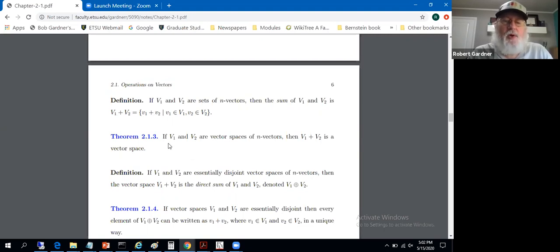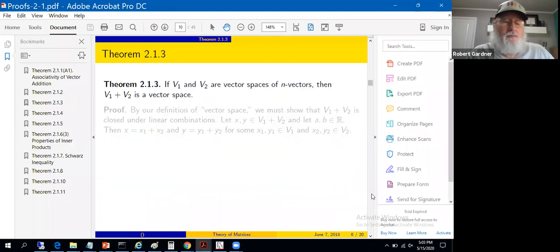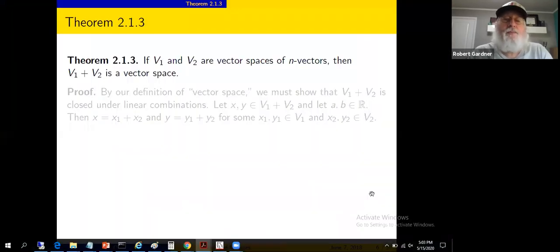And Theorem 2.1.3 says if V1 and V2 are themselves vector spaces of n-vectors, then V1 plus V2, in this sense, is a vector space. So a sum of vector spaces is a vector space. Let's check that out. It's just checking for closure under linear combinations. Okay, let's show V1, V2 vector spaces, V1 plus V2 is a vector space. In the setting, everything is a vector with real components.